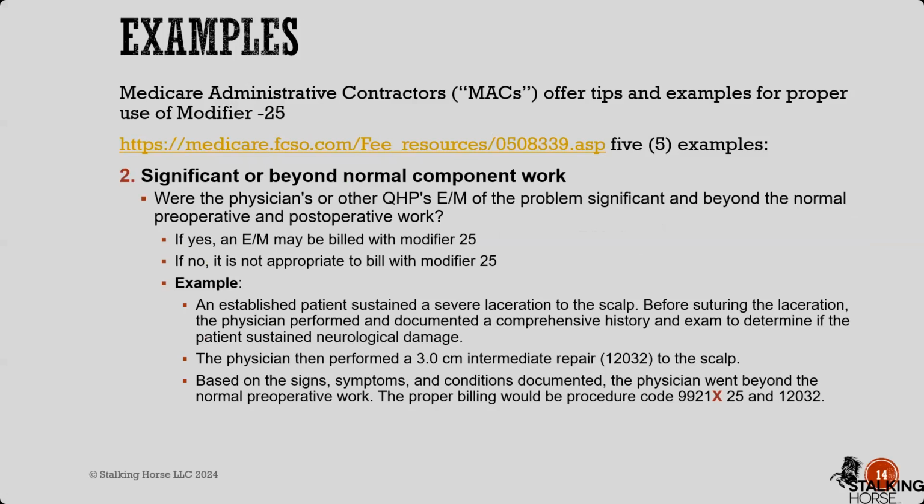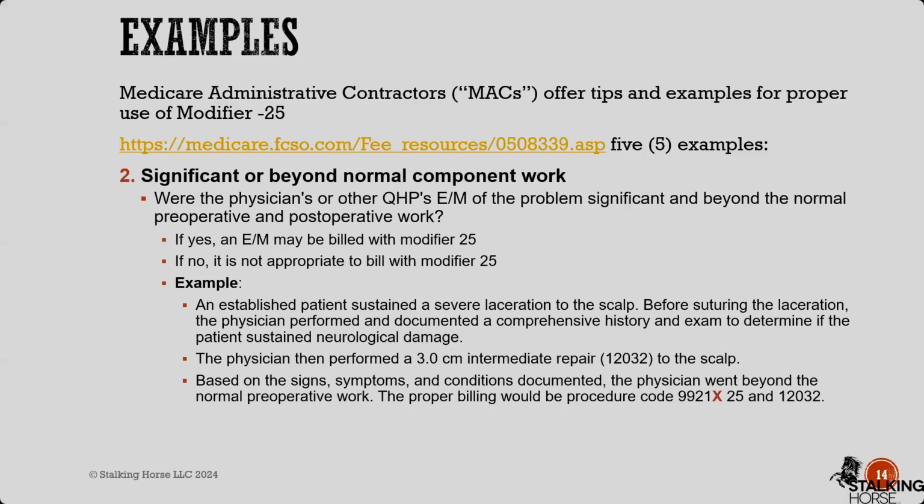Because if the patient sustained any neurological damage or there was a potential for that, they may have needed to order something like a CAT scan to check the patient out further to make sure that they were okay, there wasn't any kind of concussion or whatnot. So that is going beyond just a repair to the scalp. So they went beyond just simply needing to repair that laceration. They needed to do a more comprehensive history and exam based on that injury.